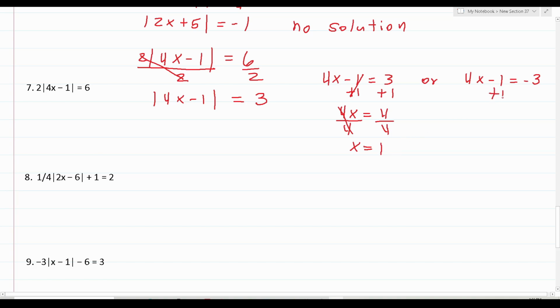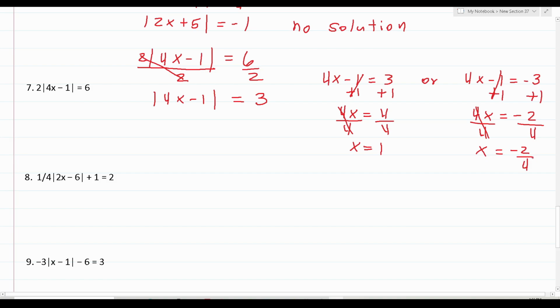For this one, we're going to add 1 to both sides. This crosses out here, leaving you with 4x equals negative 3 plus 1, which is negative 2. Divide both sides by 4 now. This crosses out, leaving you with x equals negative 2 over 4.